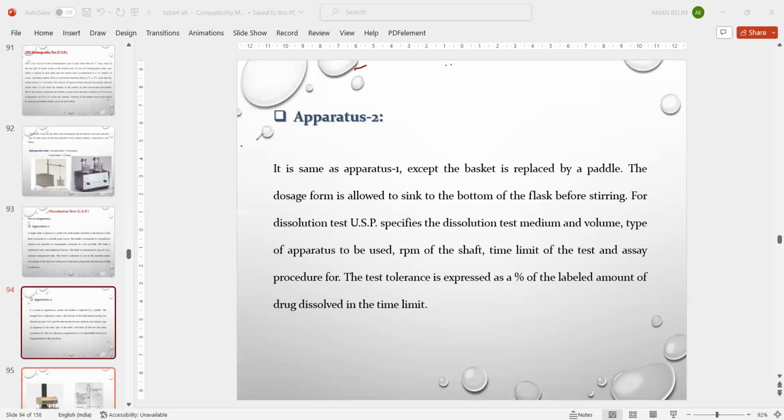Now, one more important thing I want to ask you: apparatus 5, 6, and 7 are used for which kind of dosage form? Semi-solids? Yes, you are right. But I want to know one specific dosage form which is applied onto the skin. Transdermal, yes, transdermal patches. For transdermal patches, we use apparatus 5, 6, and 7.